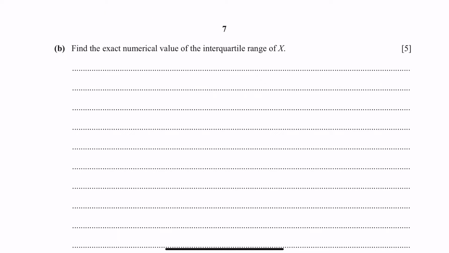Part B. Find the exact numerical value of the interquartile range of x. So for interquartile range, we will need our lower quartile and upper quartile. So we let L as our lower quartile and U as our upper quartile.